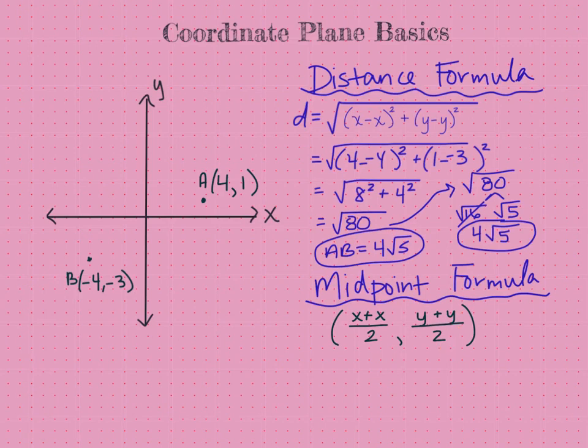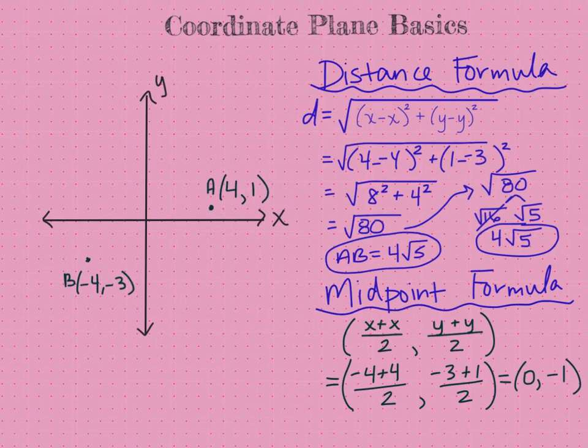So the midpoint between A and B, in order to find that, we would do x plus x, or negative 4 plus 4, the 2 x's, divided by 2. And then we would do negative 3 plus 1. So this yields 0. 0 over 2 is 0. And the other fraction will yield negative 2 in the numerator, and then we divide that by 2 to get negative 1. Let's quickly plot it and see if it's in the middle.